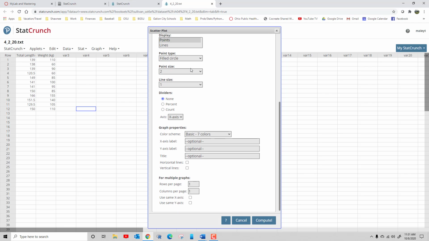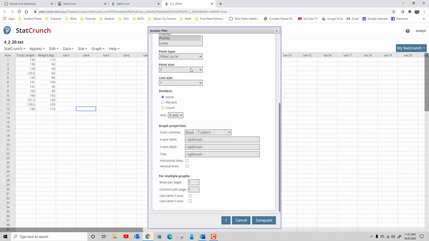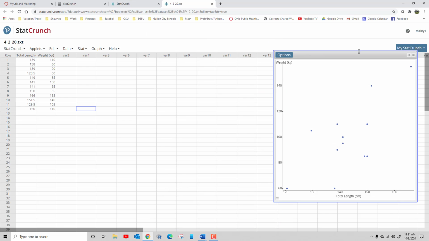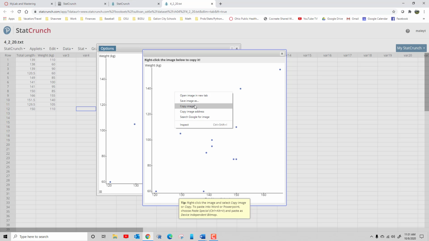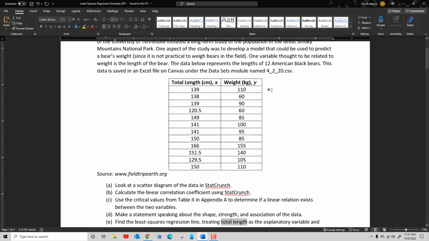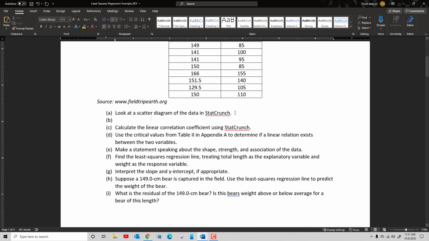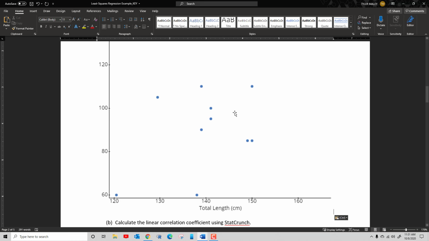Remember, it's not always clear what would be the best explanatory and response variable. It depends on the research question. What we're trying to do is take the length of the bear to predict the weight, because that's what we want to do. So I can hit compute, and here's my scatter plot. I'm going to copy this image and paste it into my file here.